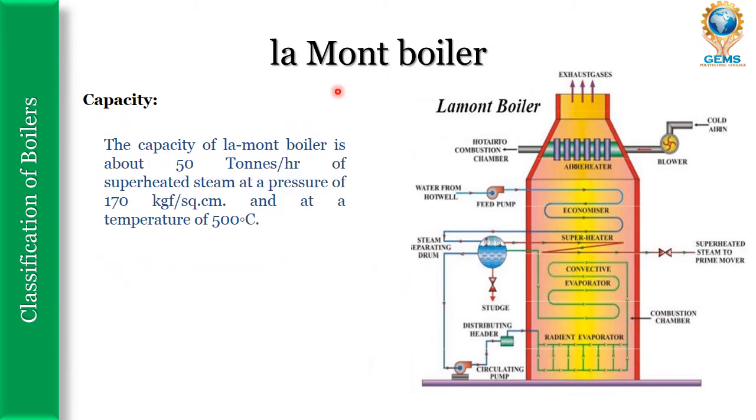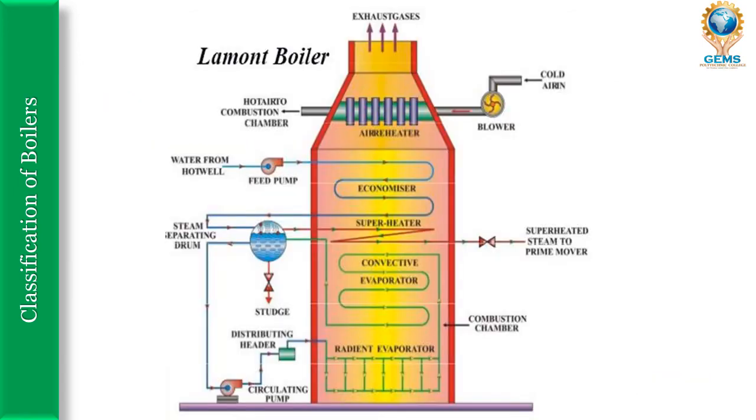Next comes the capacity. The capacity of the La-mont boiler is about 50 tons per hour of superheated steam at a pressure of 170 kilogram force per square centimeter and at a temperature of 500 degrees Celsius. Let's see how this La-mont boiler works in a small animation.